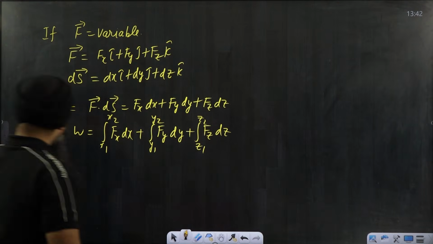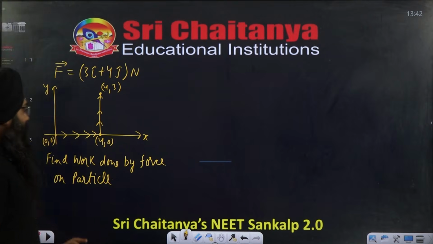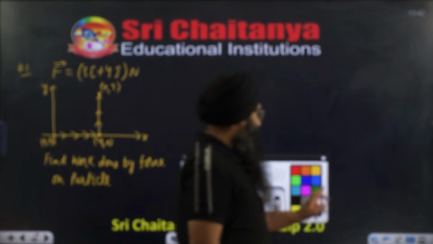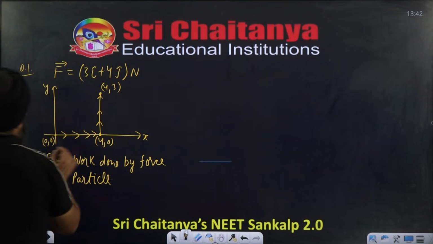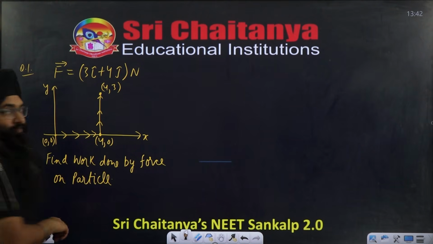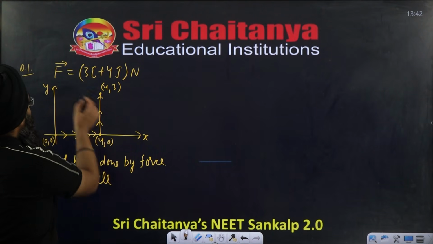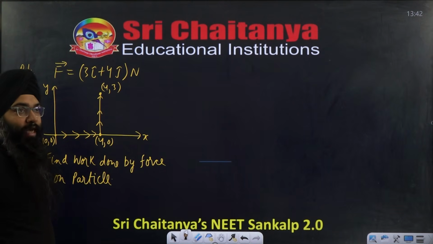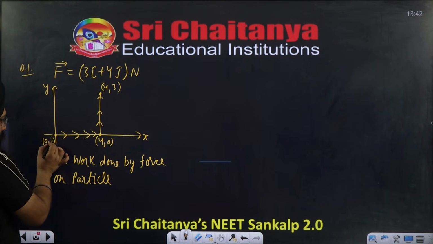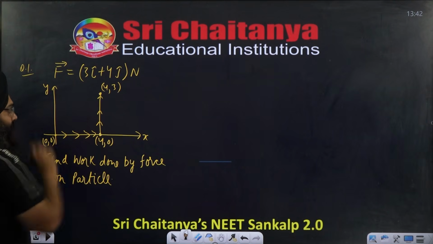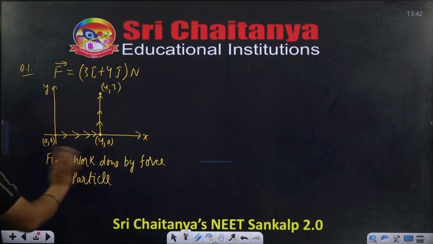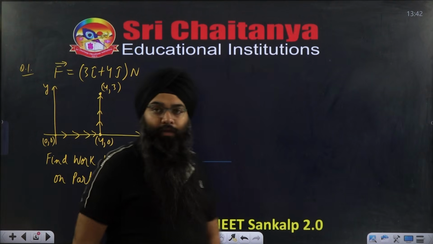Let's discuss some questions based on this. So let's take the first question. Please understand, very easy, very simple. Suppose you have to calculate the work done by a force on a particle. The force is given as 3 i cap plus 4 j cap Newton. The particle is going from the origin to (4, 0) and then from (4, 0) to (4, 3). They are asking what is the work done by the force on the particle.